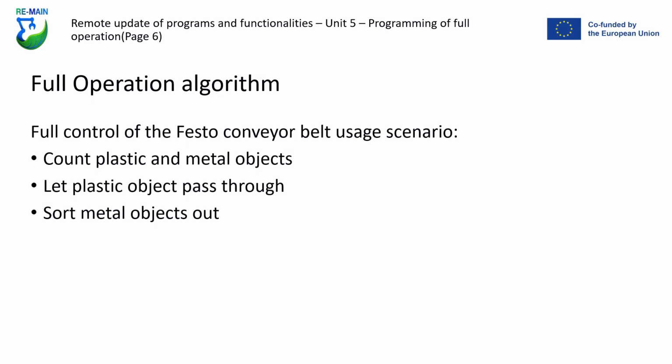The presented algorithm will control the following operation scenario of the faster conveyor belt station. All objects that pass through the system are counted. Plastic objects are passed through for further processing. Metallic objects are sorted out with the help of the barrier.